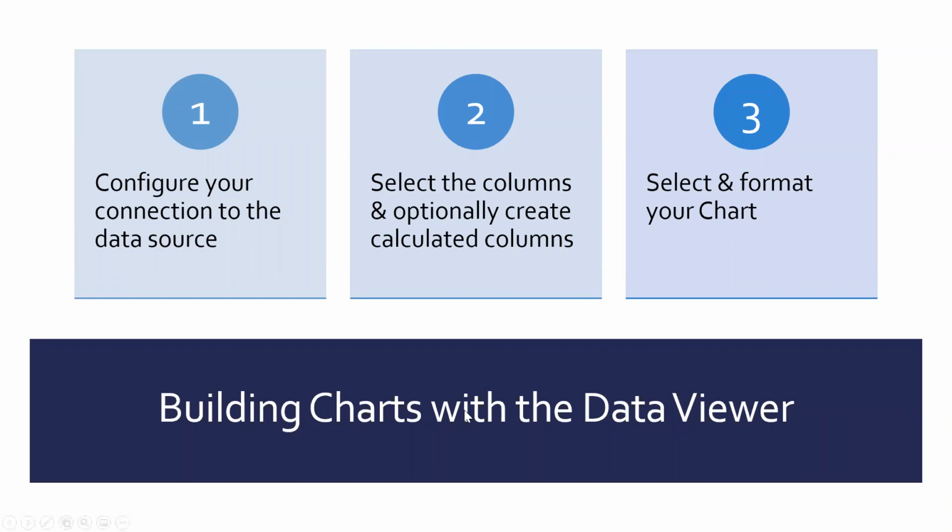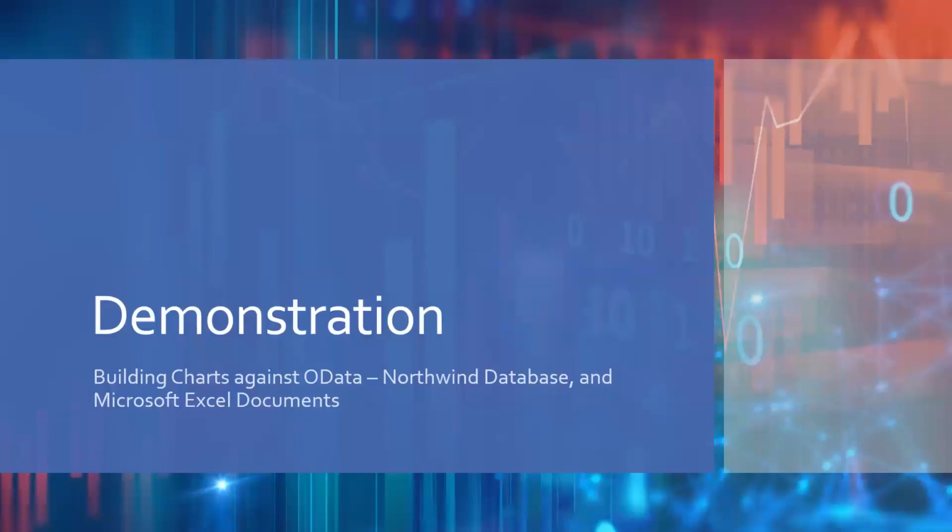So building charts, similar thing. We can configure our connection to lots of different data sources, select the columns that we want to use inside of our chart, and then there's various different types of charts that you can choose from, and properties that you can set on each one. So what we're going to do here is go against that same OData service with the Northwind database, and we'll build some charts. And then I'm also going to show you against an Excel document as well that's living here inside of SharePoint.